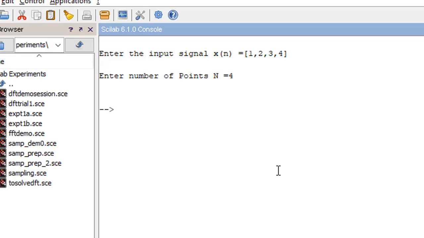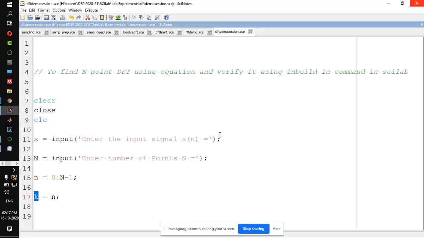No error, no issues, but I need to check what is there in k. I'll just type k and hit enter. k is varying from 0 to N minus 1. Capital N is 4, so N minus 1 is 3. Similarly, I want to check what is there in n. n is also varying from 0 to 3. Fine, no issues. So we'll go back to the code.